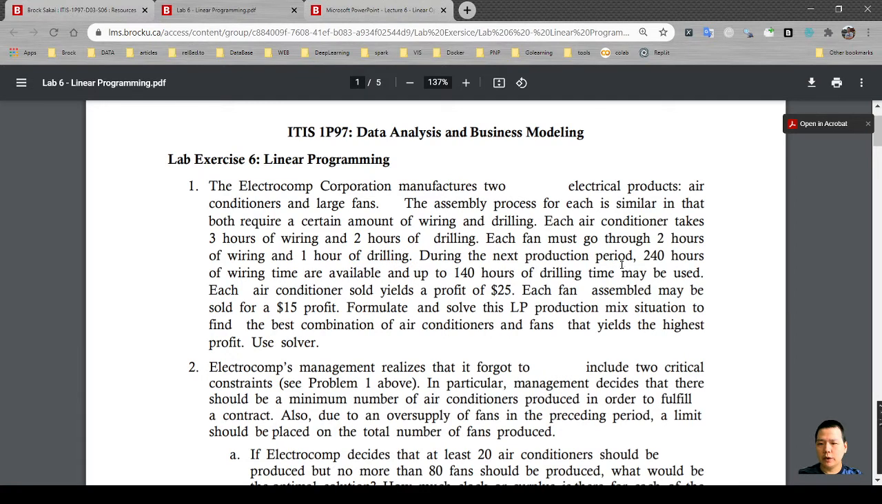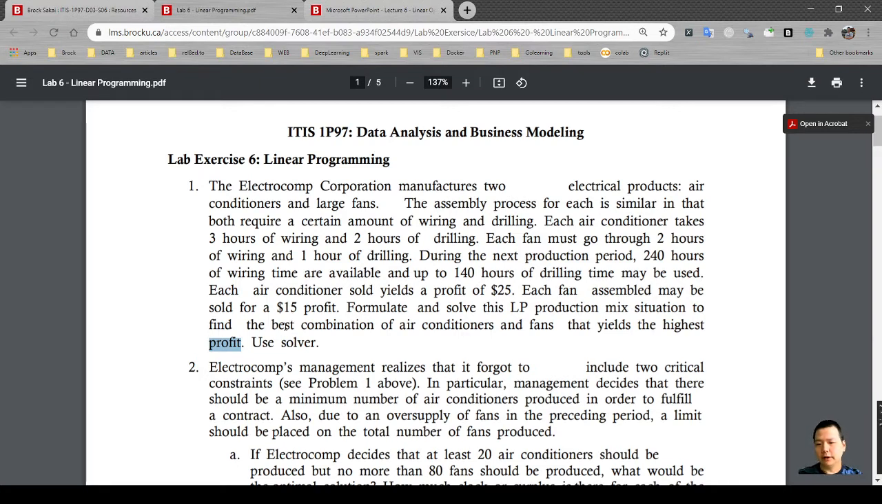And we only have 240 hours of wiring. That's the constraint, right? 140 is not a constraint. Each air conditioner sold gives 25, that's the profit per unit. Each fan is 15 profit per unit, right? So we want to find the best production combination of air conditioners and fans to yield the highest profit. That's our objective.